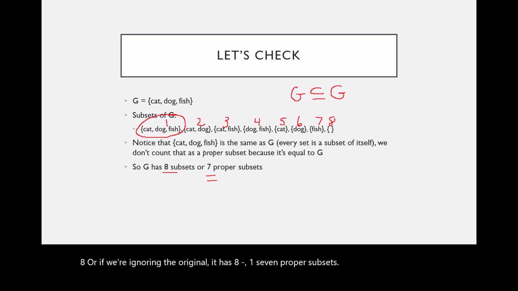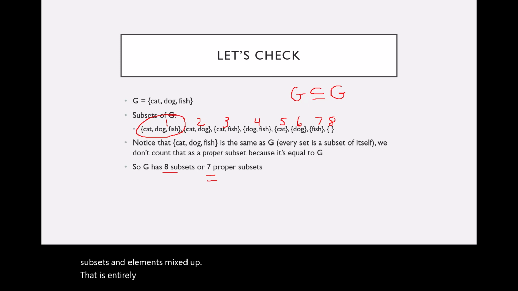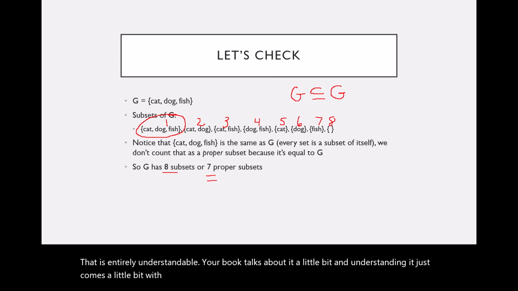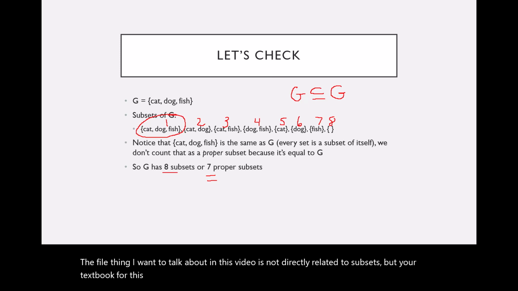One confusing part about subsets that people often struggle with a little bit is they get subsets and elements mixed up. That is entirely understandable. Your book talks about it a little bit, and understanding it just comes with practice. The final thing I want to talk about in this video is not directly related to subsets, but your textbook for this class talks about it in this chapter.